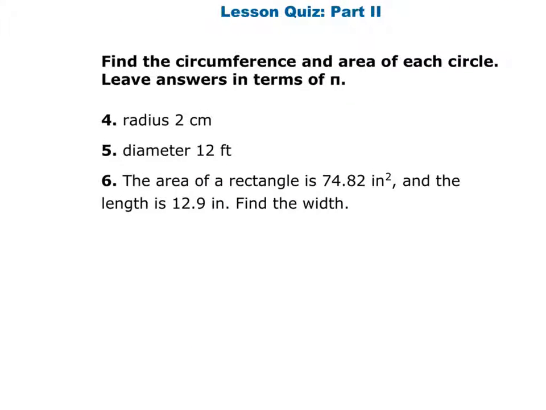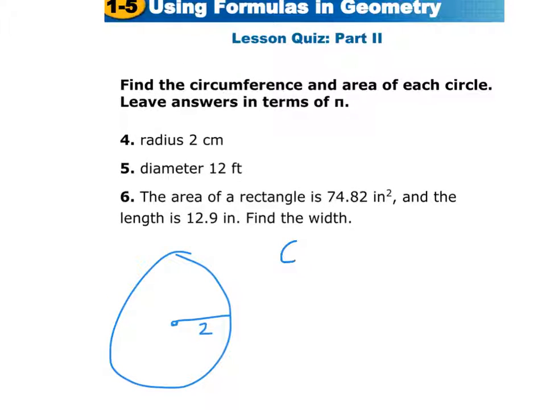So find the circumference and area of each circle. So we have a circle with the radius of 2. Let's find the circumference first. What's the formula for circumference of a circle?